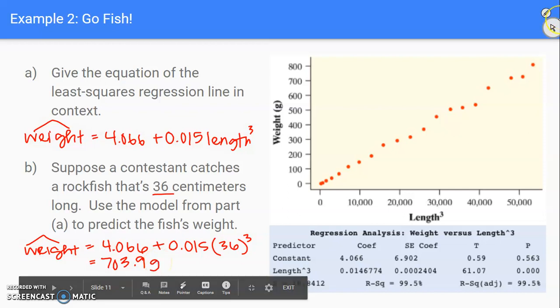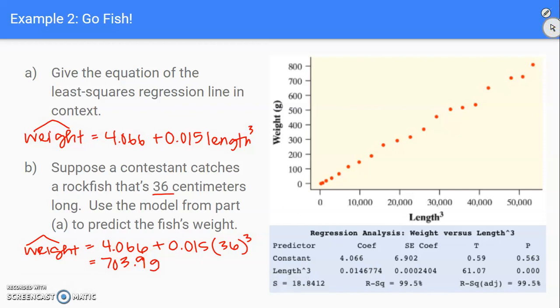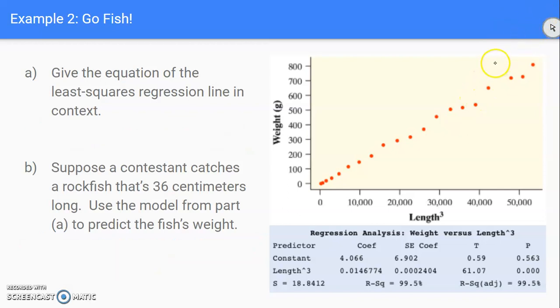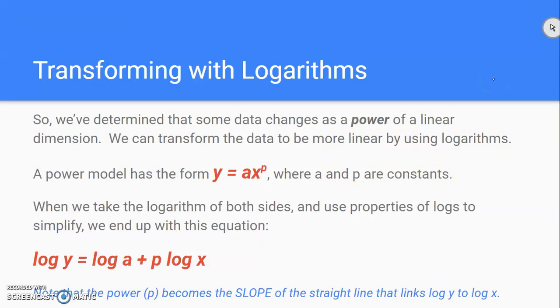Now, doing it this way assumes that you know the power. In this case, I knew or had an idea that it was cubed, so I was able to cube those lengths, that x-axis value, and get something that was roughly linear. But sometimes we may know that a power model works, but I may not know the power. So if I've determined that data changes as a power, I can transform the data in a different way.